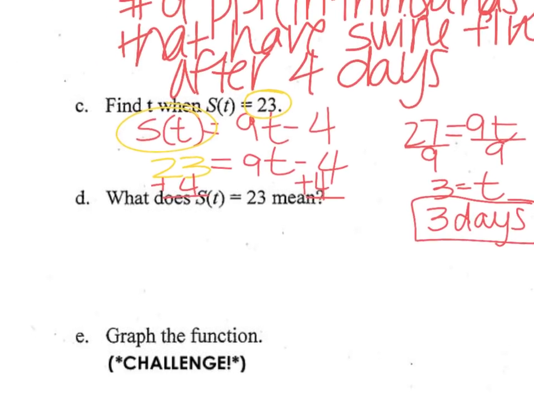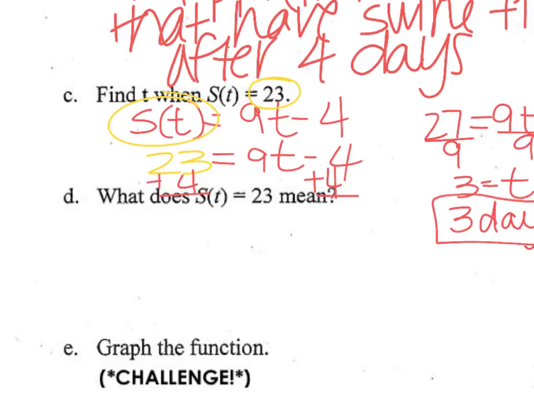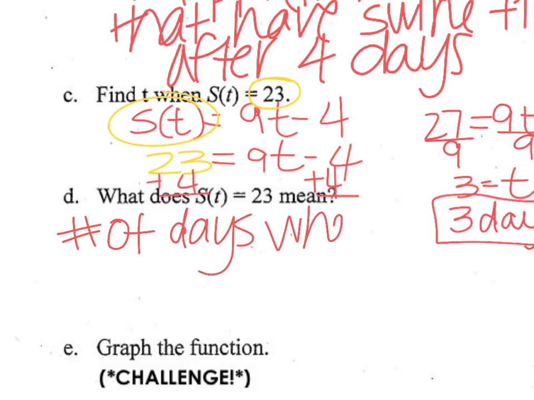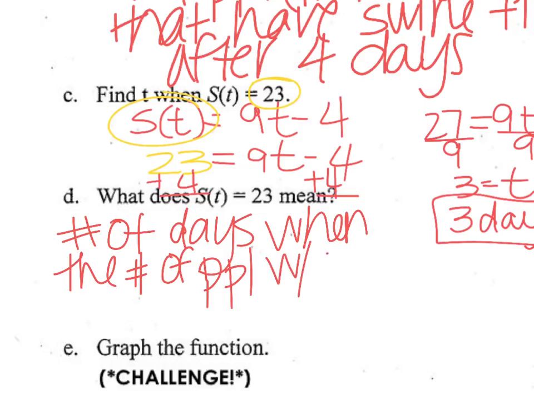So now we want to put into words, what does S of T equals 23 mean? It means the number of days, which we just found was 3 days, when the number of people with swine flu is 23,000.